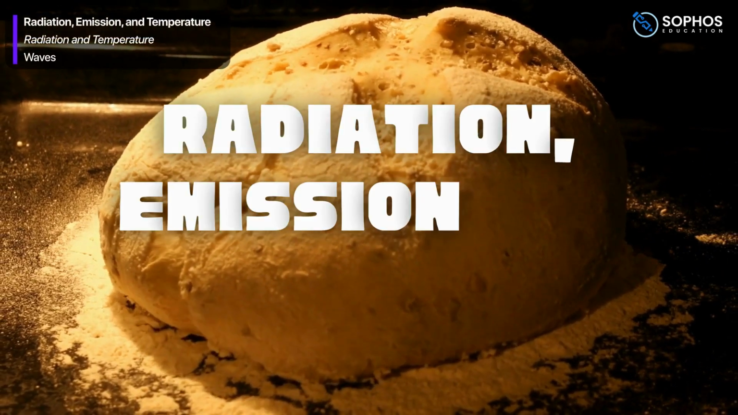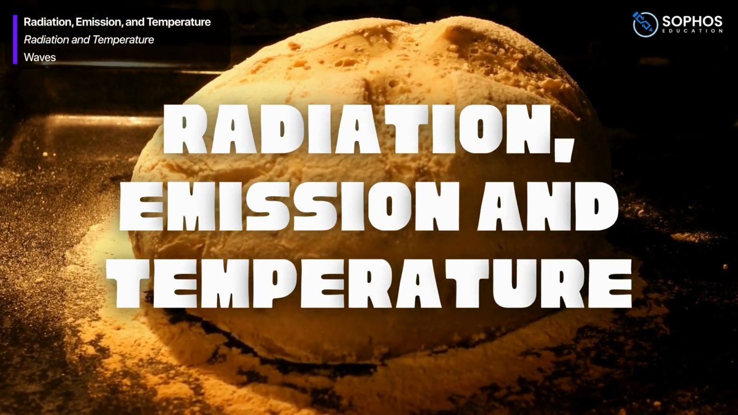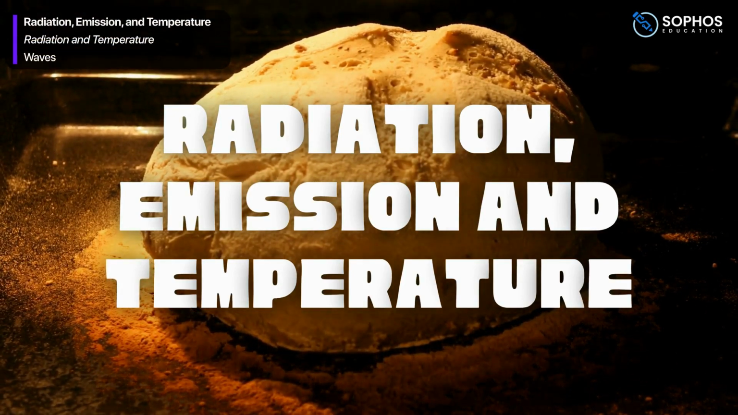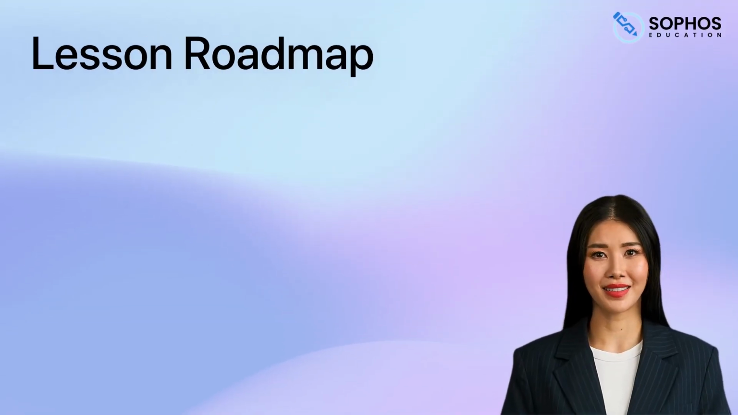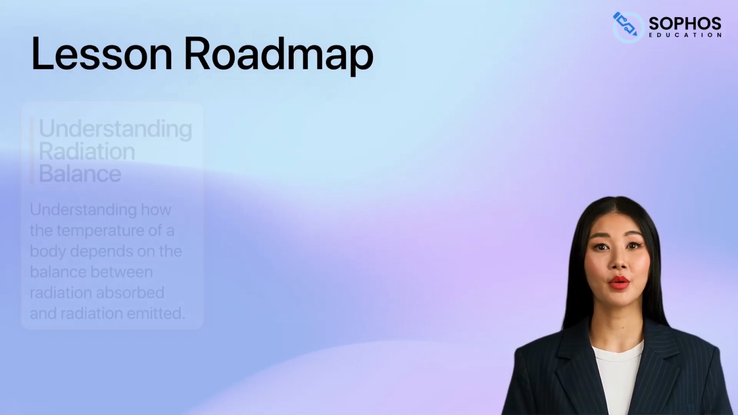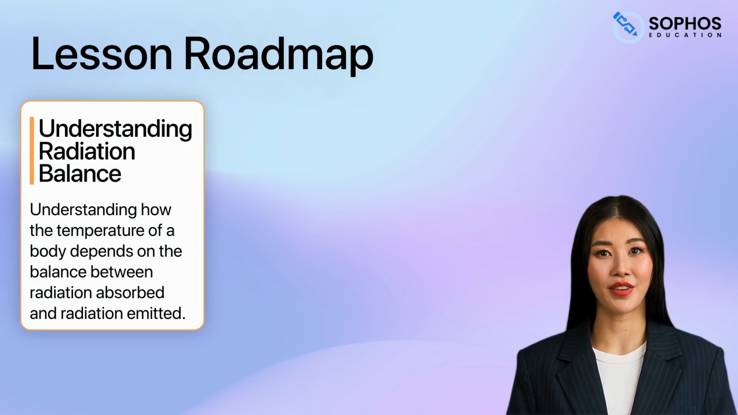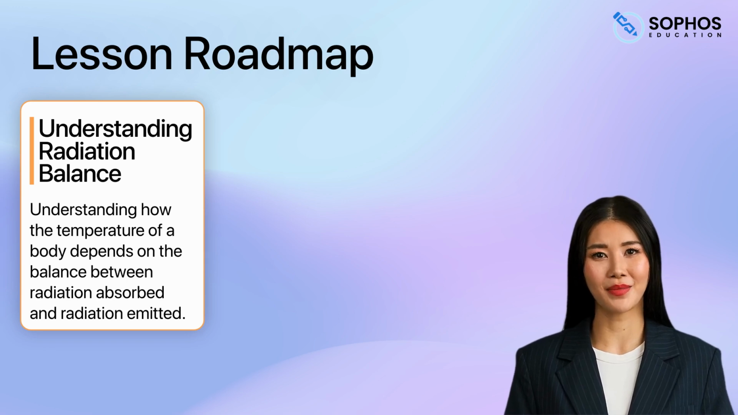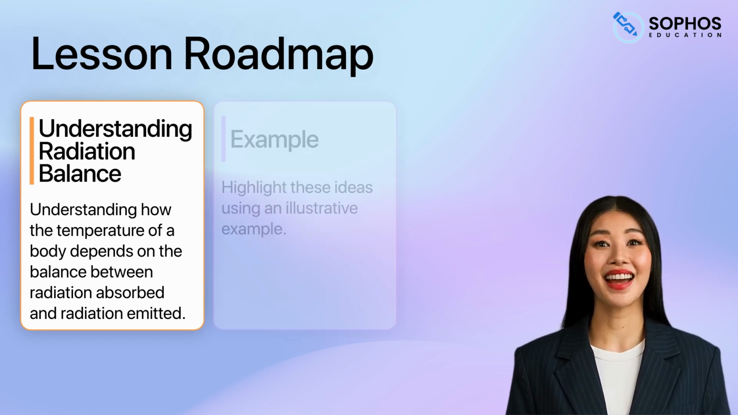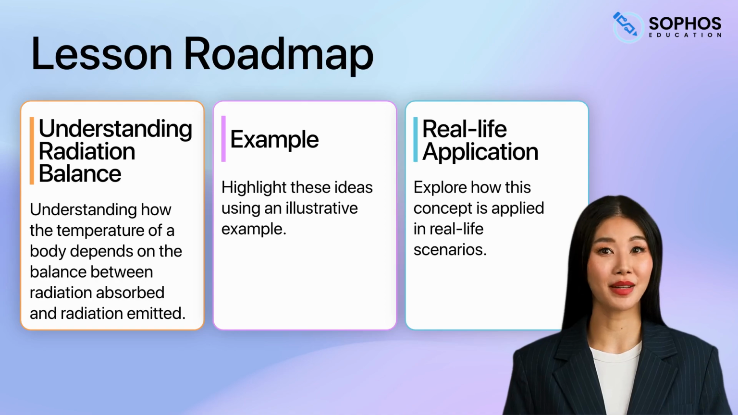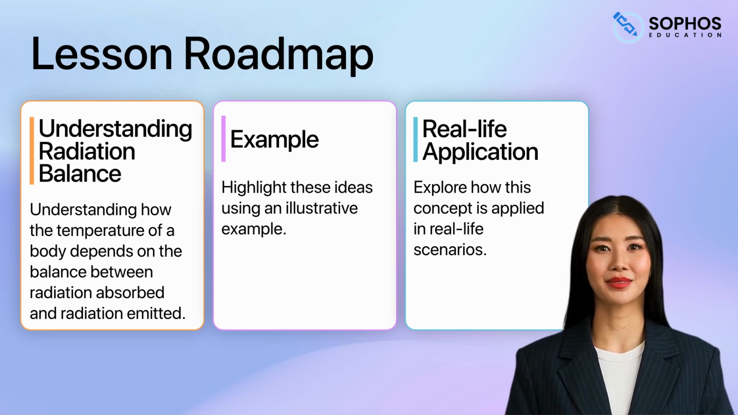Hello, and welcome to today's lesson on the balance between radiation and emission and how it affects temperature. Our plan for this lesson is as follows. We will begin by understanding how the temperature of a body depends on the balance between radiation absorbed and radiation emitted. Next, we will highlight these ideas with an illustrative example. Finally, we will explore how this concept is applied in real-life scenarios.